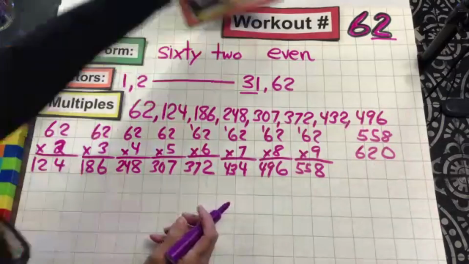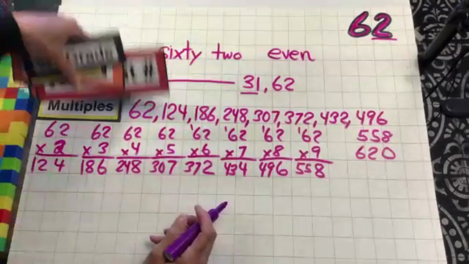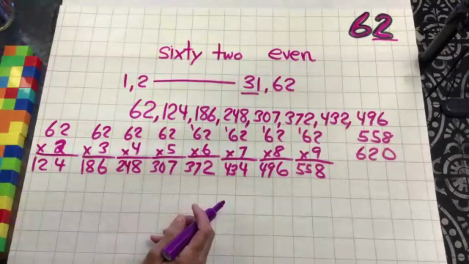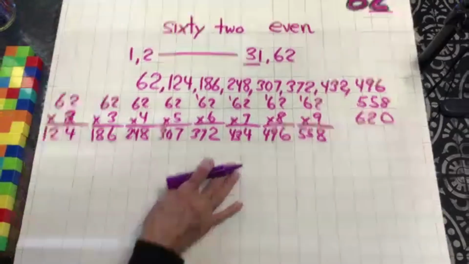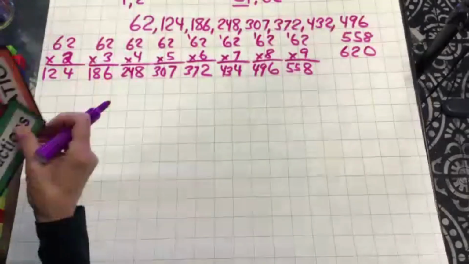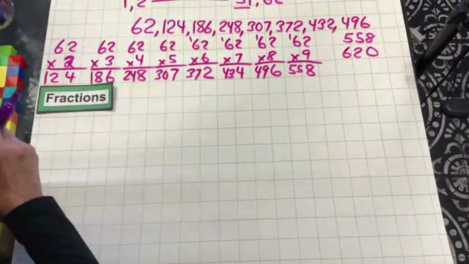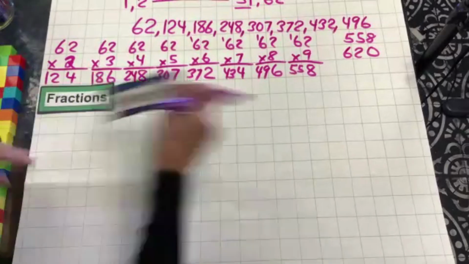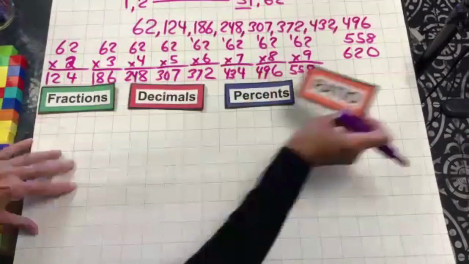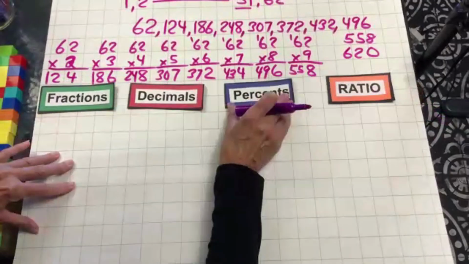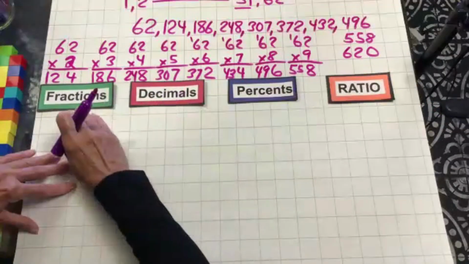All right, so we're ready to move on to our fractions, decimals, percents, and ratios. So I'm going to move my paper up. And all the information that we've already written down, we use in calculating the rest of our daily number workout. So let me move those up so we got plenty of room.